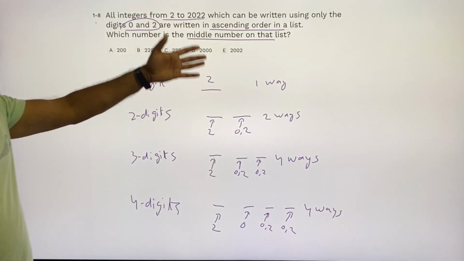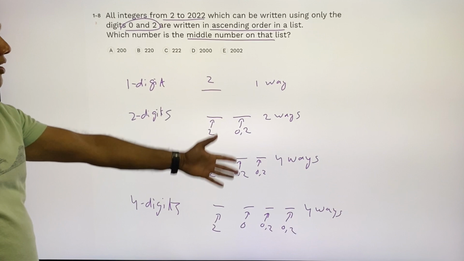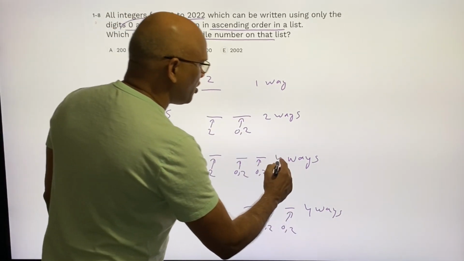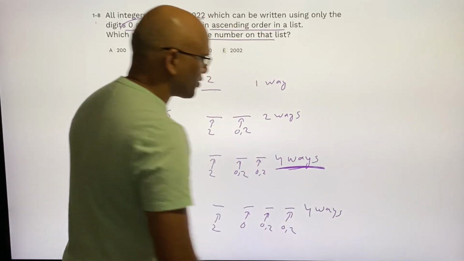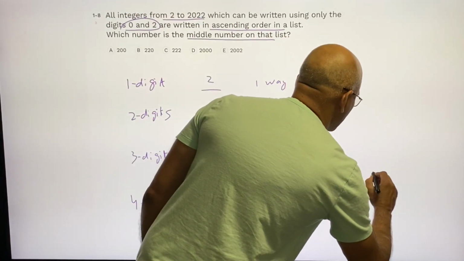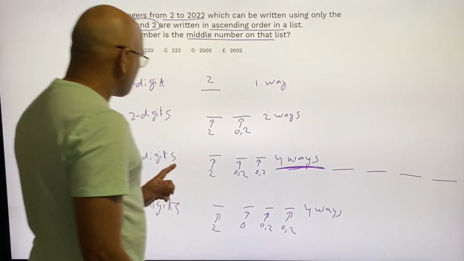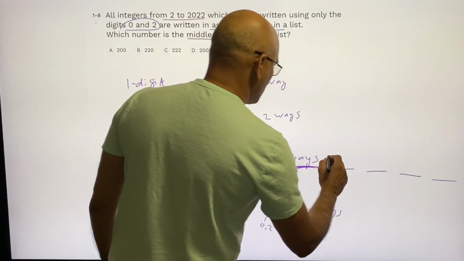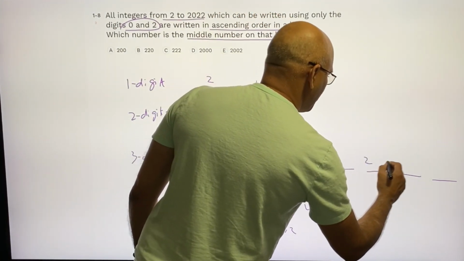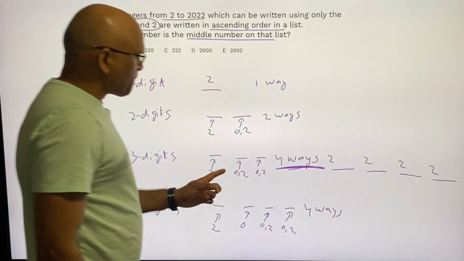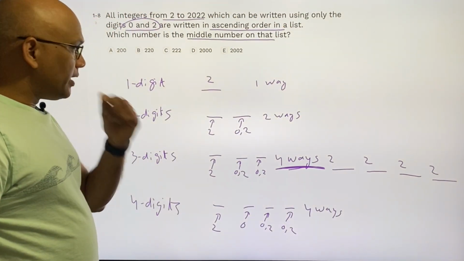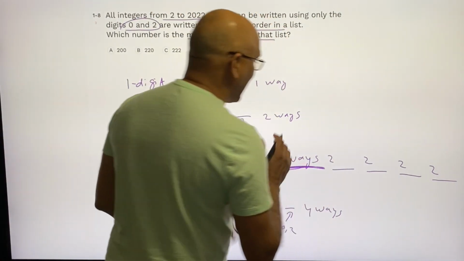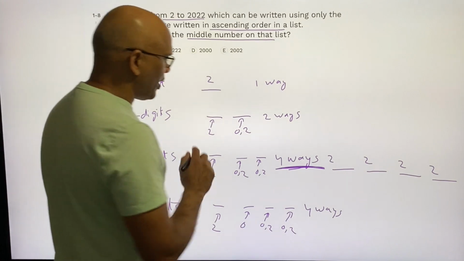So then if I arrange this in ascending order in a list, I can see that there are 3 here, there are 4 here, so then it is going to be one of these numbers, right? So let's try to write down those numbers. The first digit has to be 2, right? This can be 0, 2 or 0, 2. Now there are 4 different ways, and I want to write them in increasing order.